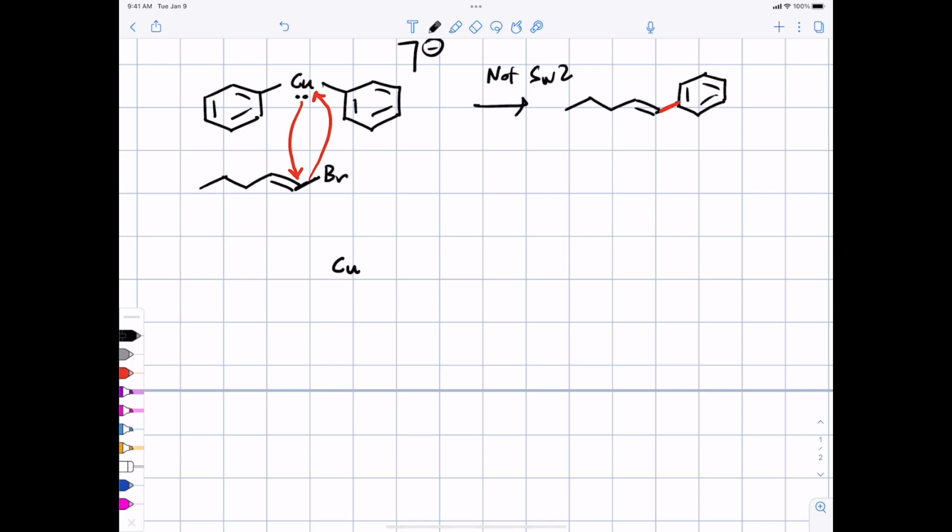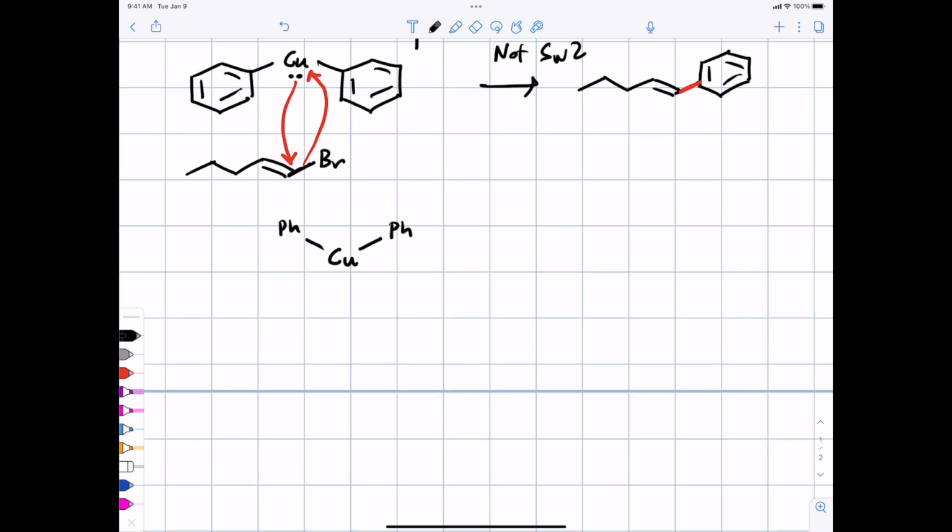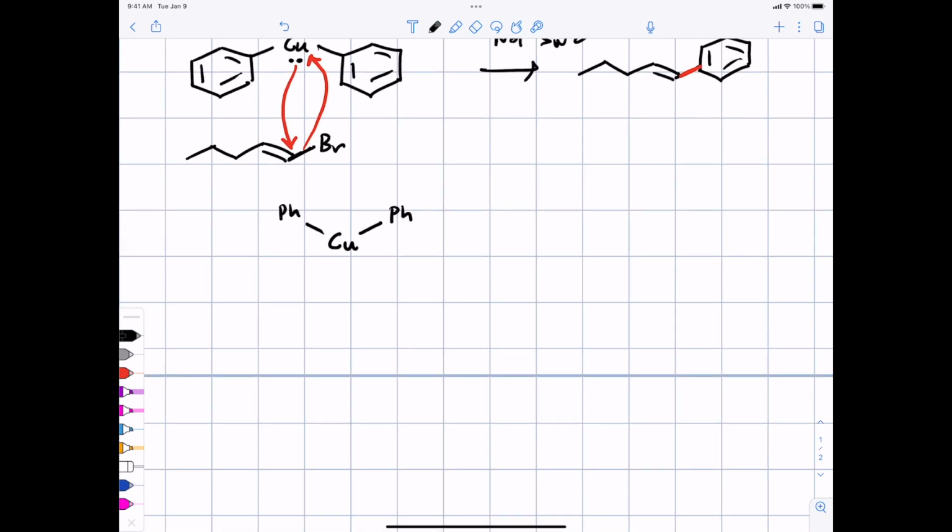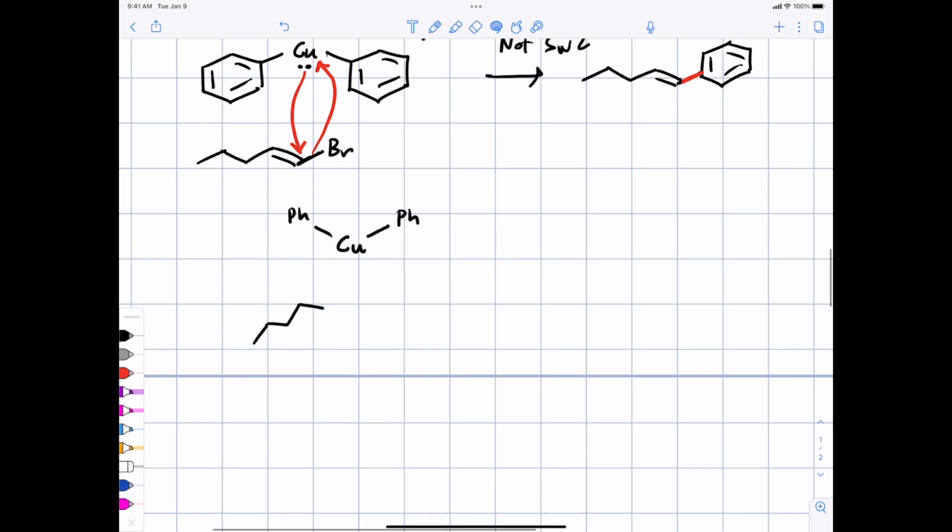I'm going to try to draw a transition state, and it may or may not help. The transition state involves copper and let's see, 3, 4, 5. Oops, we're going to put a dotted line here for a new bond forming between copper and the sp2 hybridized carbon of your vinyl halide.